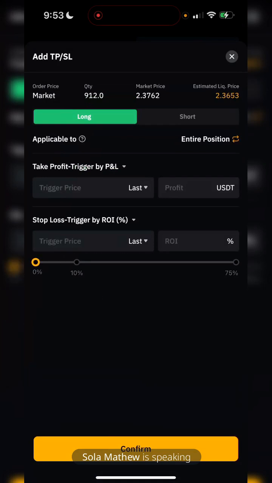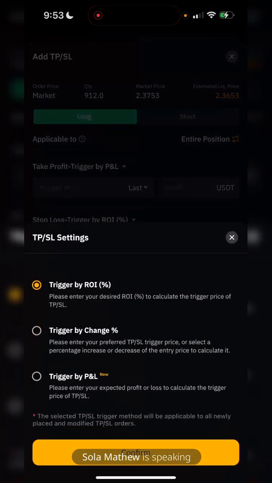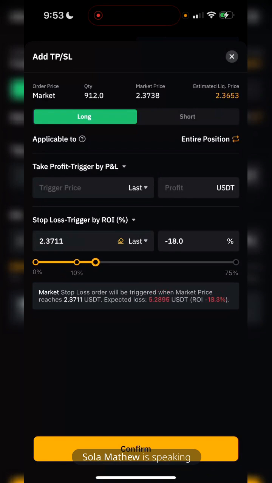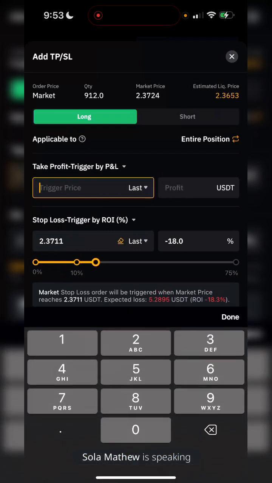Click on this. You can leave it at trigger by percentage. You understand? So you can say, okay, how much are you willing to lose? I'm willing to lose $5. If they say enter at market price, then they usually tell you the take profit.